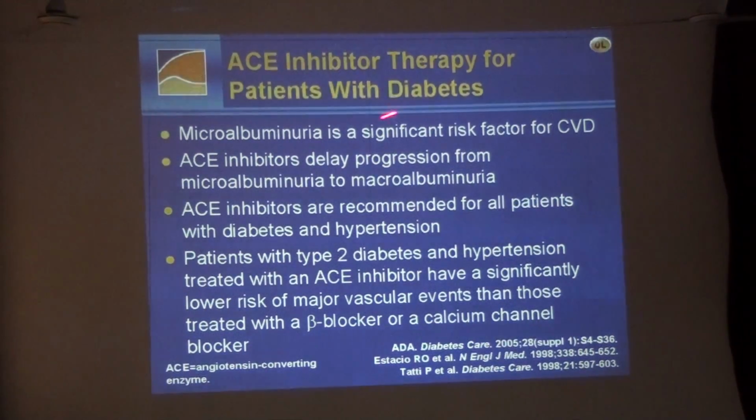Regarding ACE inhibitors, microalbuminuria is an indirectly significant risk factor for CVD, and ACE inhibitors are recommended for all patients with diabetes and hypertension. In type 2 diabetes with hypertension, ACE inhibitors give a significantly lower risk. So ACE inhibitor is the choice. The only thing is that there should not be bilateral renal artery stenosis. If it is a secondary hypertension, we have to follow up accordingly.